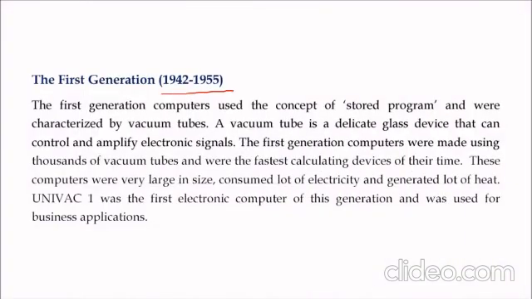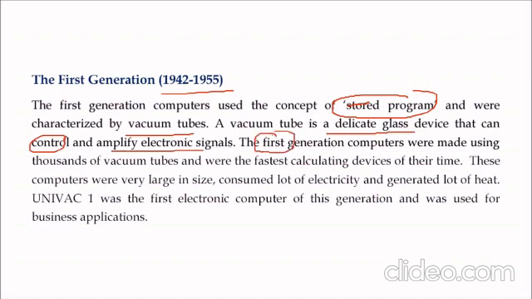First generation, 1942 to 1955. The first generation computers used the concept of the stored program, and these were characterized by vacuum tubes. Vacuum tubes were delicate glass devices that could control and also amplify electronic signals. These first generation computers were made using thousands and thousands of vacuum tubes, and at that time they were the fastest calculating devices.